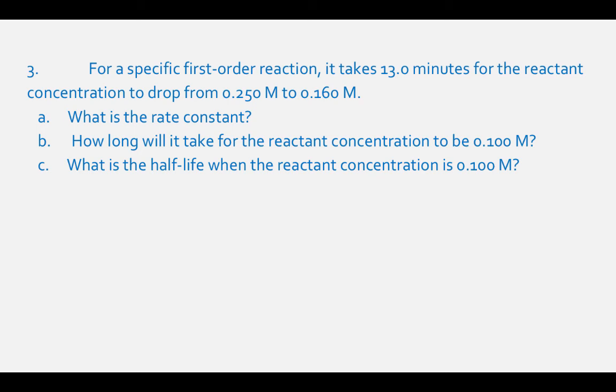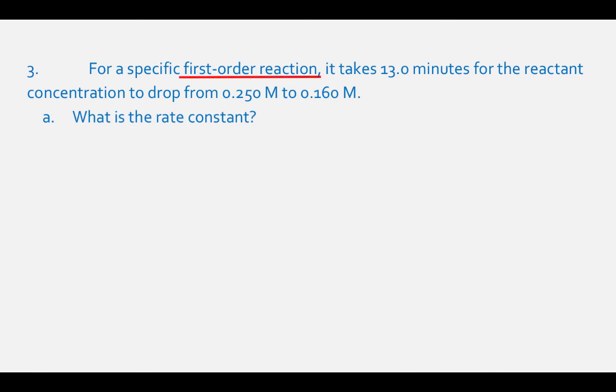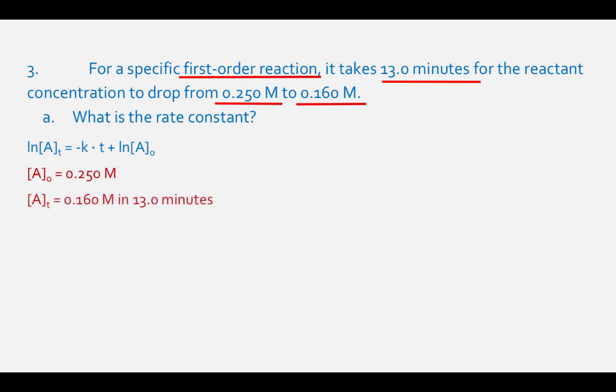Since it tells you that this is a first-order reaction, we already know our rate law, which is the natural log, ln, of the concentration of A at a certain time equals negative K times time plus the natural log of the concentration of A at time 0. The problem tells you that the reaction starts at 0.250 molar and ends at 0.160 molar in 13.0 minutes. Therefore, the concentration at time 0 equals 0.250 molar, and 13.0 minutes later is 0.160 molar.